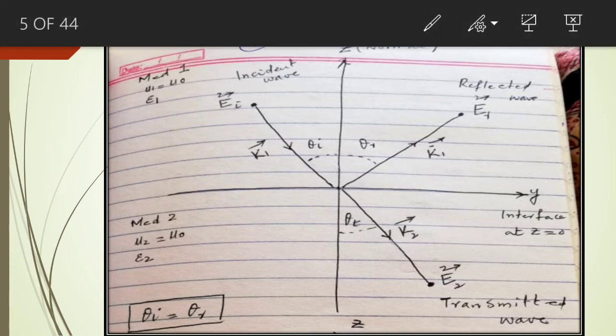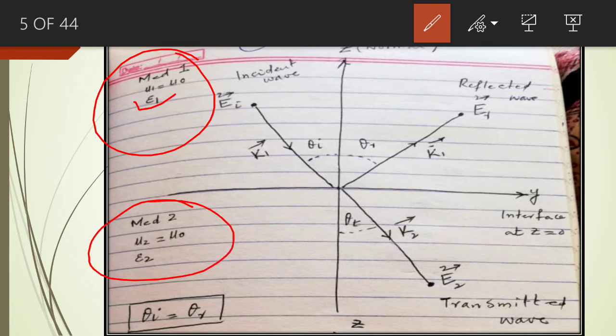You see, there are two media in this diagram. Here is medium number 1. The permeability of medium number 1 is mu naught. The permittivity of medium number 1 is epsilon 1. And here is medium number 2. The permeability of medium number 2 is mu naught, and the permittivity of medium number 2 is epsilon 2.